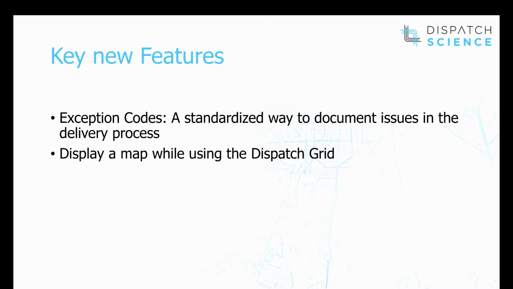In Release 1.39, we have two major new features that we're introducing. We're introducing exception codes, which is a standardized way to document issues in the delivery process, as well as the possibility of showing a map while using the dispatch grid. Let's get right into it.